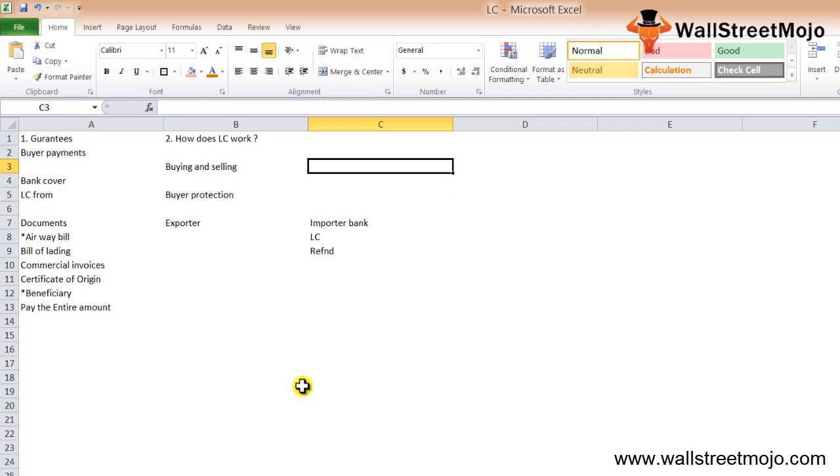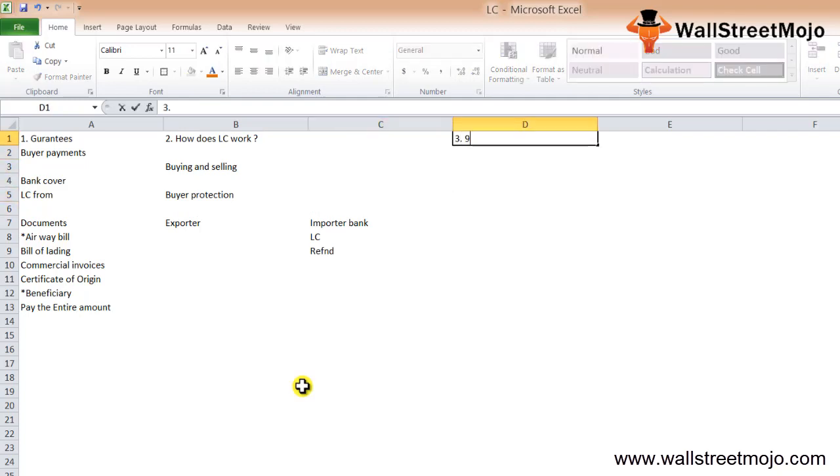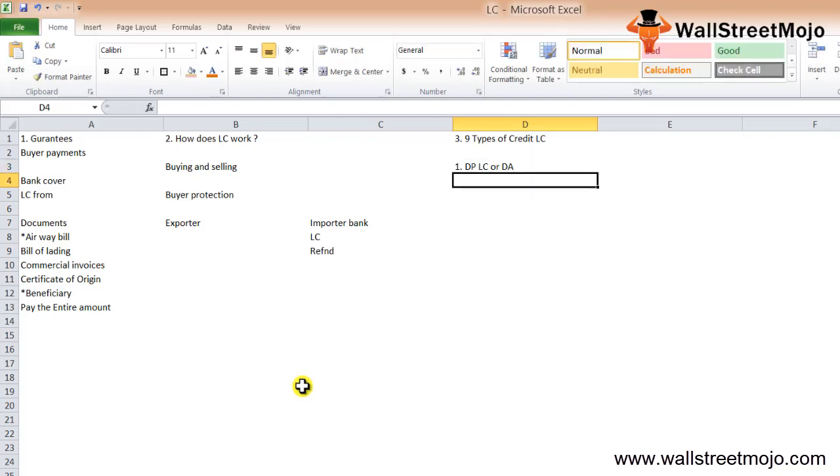Fine. Now we will discuss the types of LC. See, there are various types of letter of credit that are issued for international dealings. The first one is DP LC or DA. Okay, what is it? See, it is a type of letter of credit in which the payment is required to be made on the date of maturity in accordance with the terms of credit.